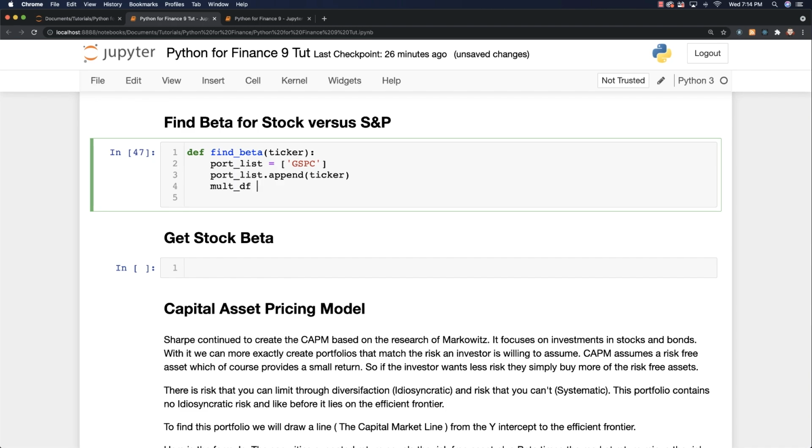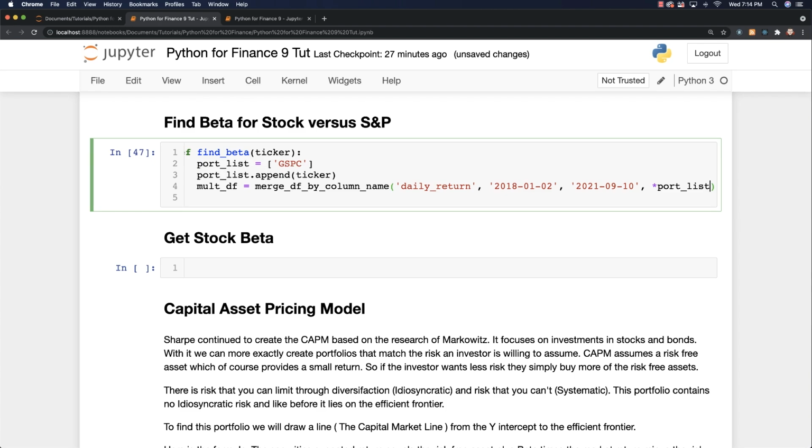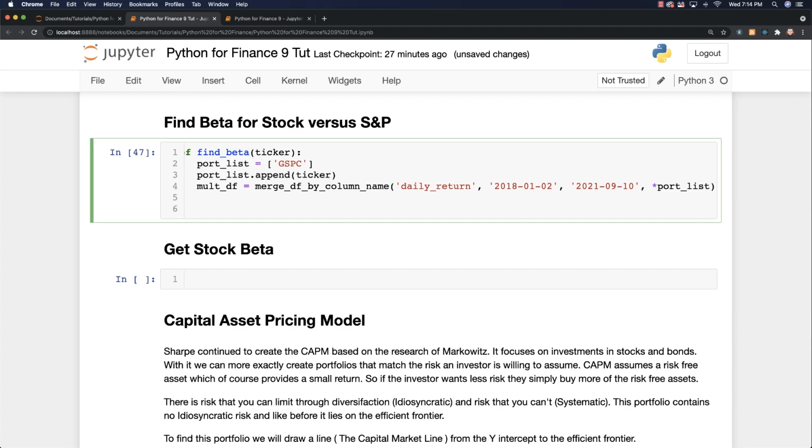I'm going to go mult DataFrame, and I'm going to call again merge DataFrame by column name, and I'm going to specifically look at daily return, and also I am going to go 2018 January the 2nd. That is the first trading day of 2018 through 2021 09 and 10, which is the last date I have information for. And I will pass in my portfolio list. All right, so there we got our new data frame.